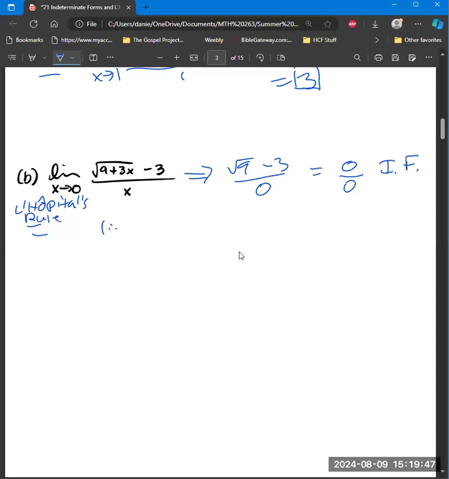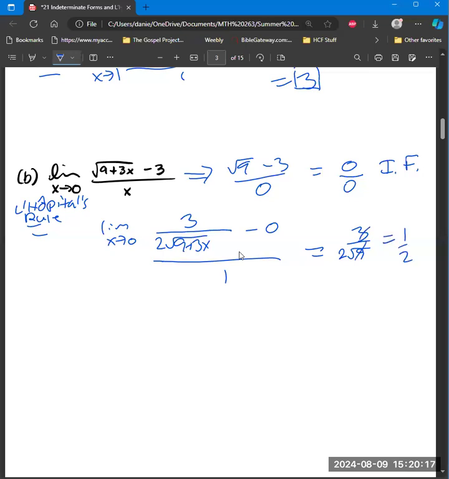We're going to get the limit as x goes to 0 of, here we get 2 root 9 plus 3x, and then this is going to be 3. It's going to be minus 0 over 1. And that is equal to 3 over 2 root 9, which is 1/2.